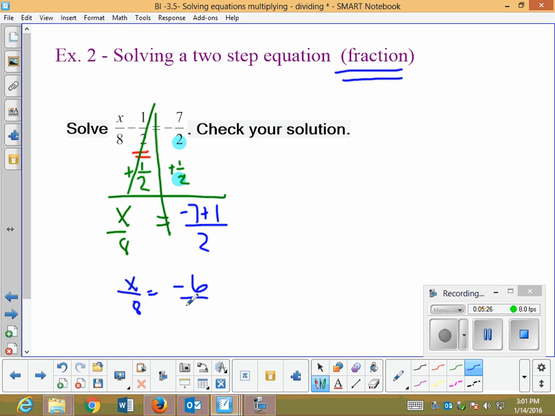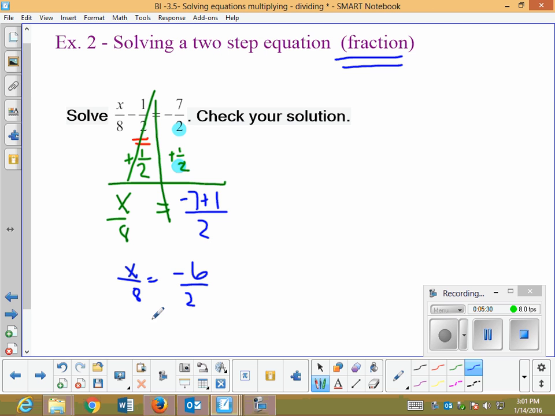Then over 2. Okay, can I simplify this side? If I can, let's go ahead and simplify so it's easier. Always simplify your fractions if you can. And I notice that negative 6 divided by 2 is a negative 3. And then we have here x over 8. So now, are we done? Nope, because is x by itself?